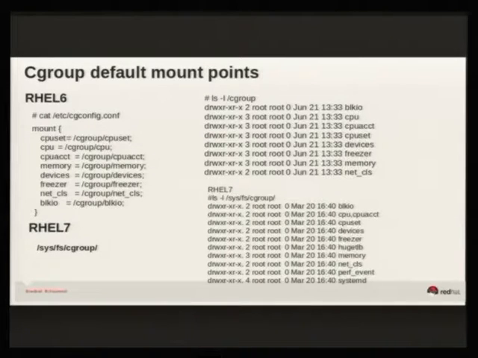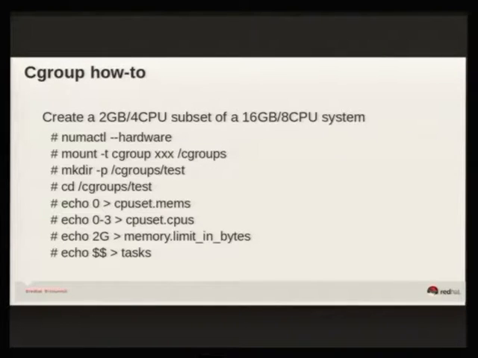So anyway, there are two different mount points. In the older kernels, RHEL 6, the mount points were in /etc, and on RHEL 7, they're in the sys file system. But they're very similar. In terms of what a C group does, these are the foundations of containers. That's why it's really important to understand this stuff and know that you can build subsets of your system using C groups or containers.